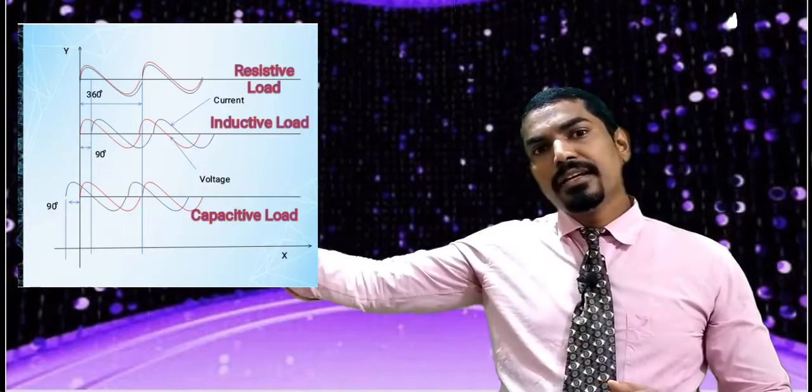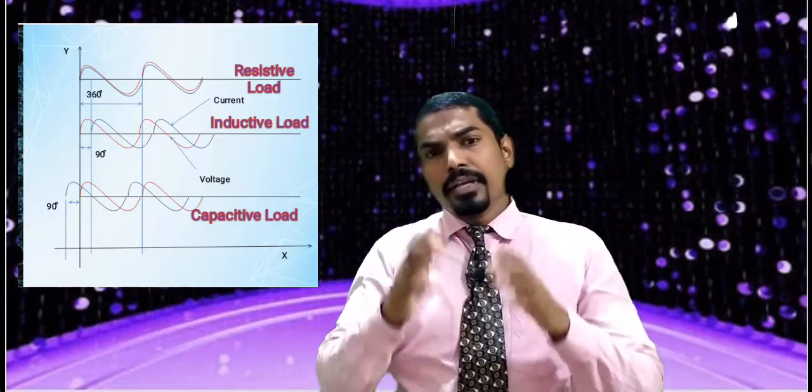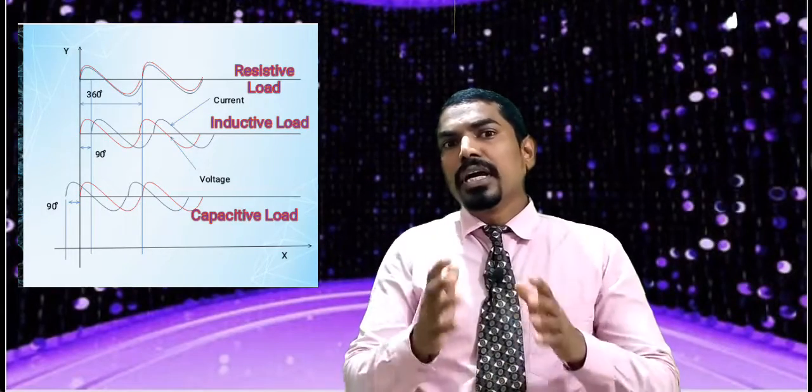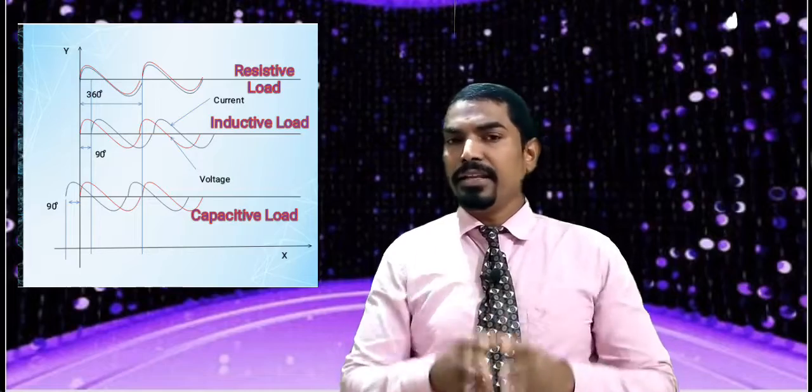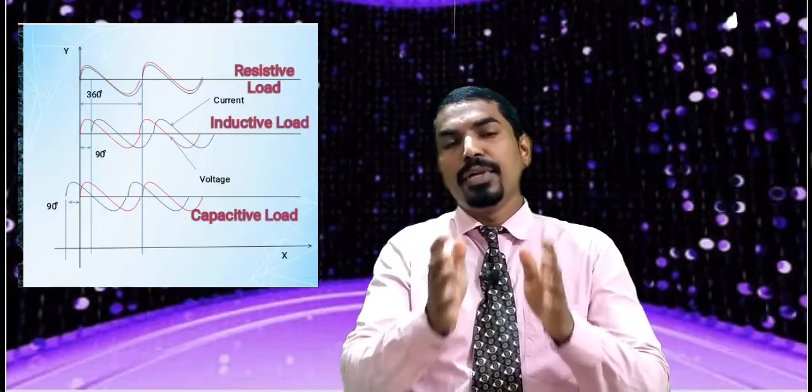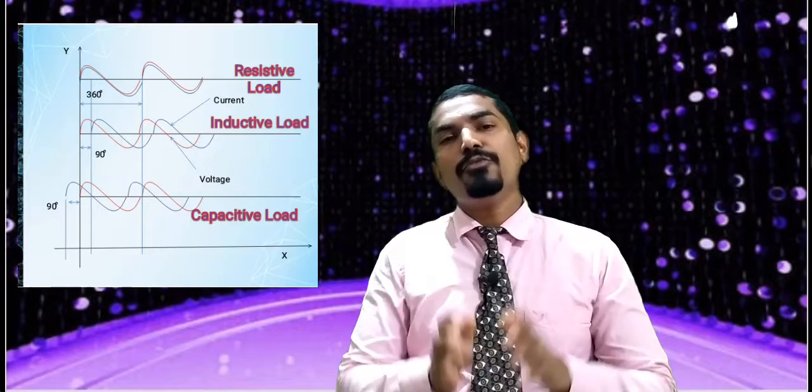Now you can see capacitive load. In case of capacitive load, current is leading the voltage by 90 degrees. That means the phase angle between voltage and current is 90 degrees and it is leading.